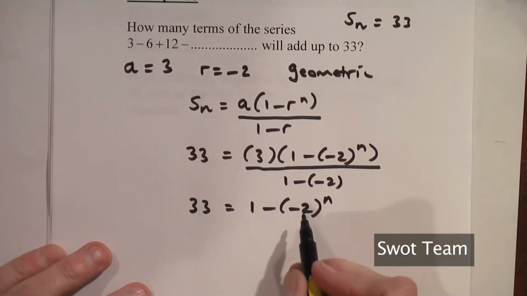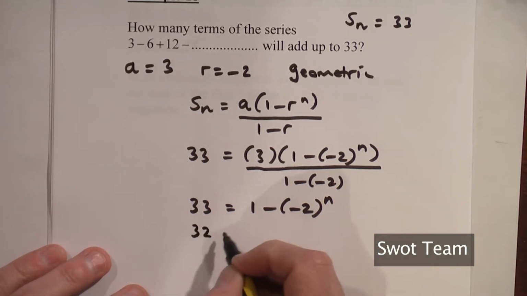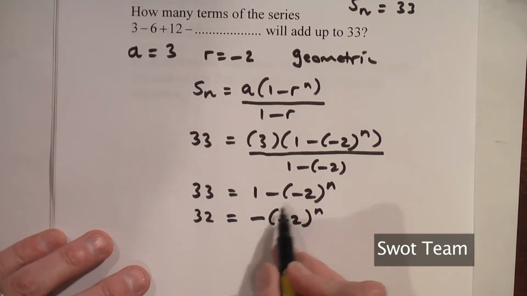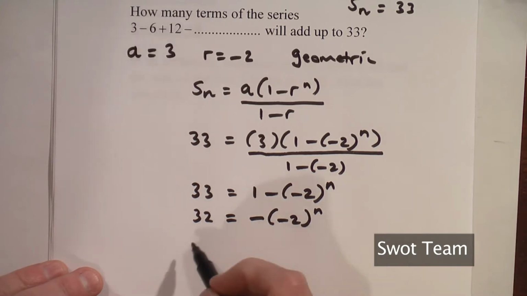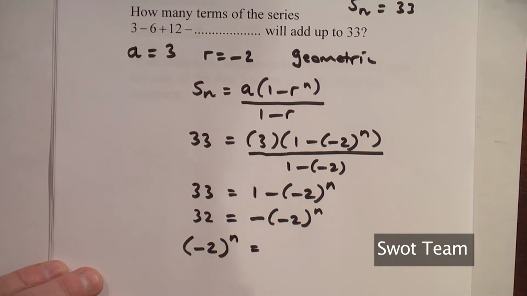Okay, so what do we know? I'm going to do something sneaky here. Firstly, I'm going to bring that across and make it 32 is negative 2 to the n. Now, take this expression to the left. So the negative, whatever that is, becomes negative 2 to the n. And you're left with negative 32 on the right.